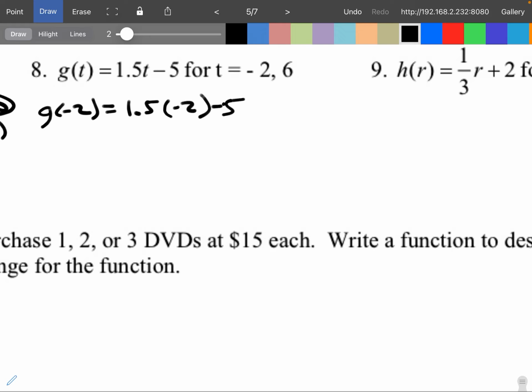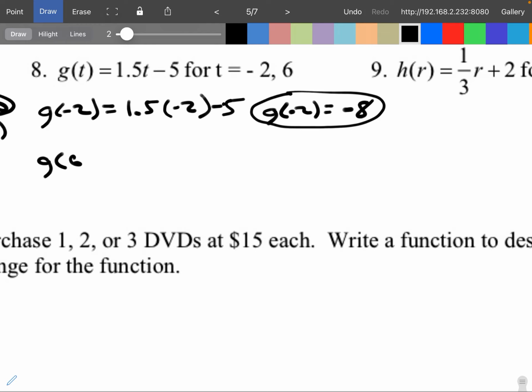All right, so let's do these real quick. These I won't explain as much, we'll just write them out. The first one we need to do is -2, so we're going to say g of -2 equals 1.5 times negative 2 minus 5. So for that one, g of negative 2 equals 1.5 times negative 2, that's negative 3. Negative 3 minus 5 more. Good. That's that one. I guess I could circle that.